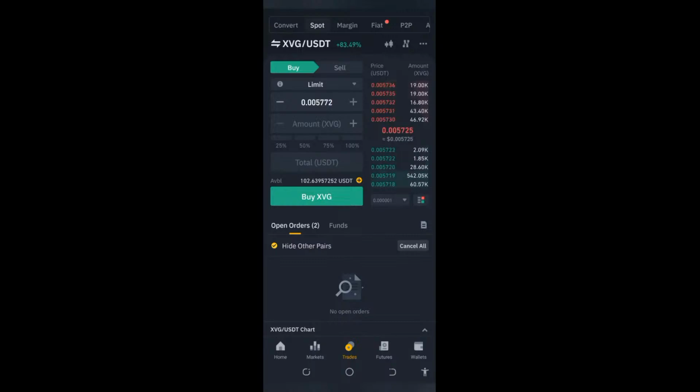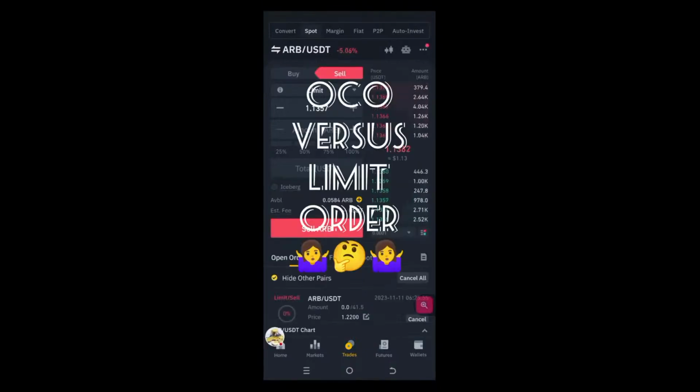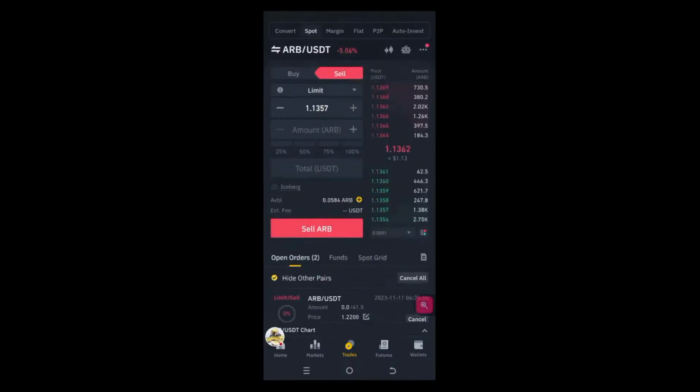OCO versus limit order. Why would I go for that? So a limit order gives me an opportunity to set the amount I want to get, okay?